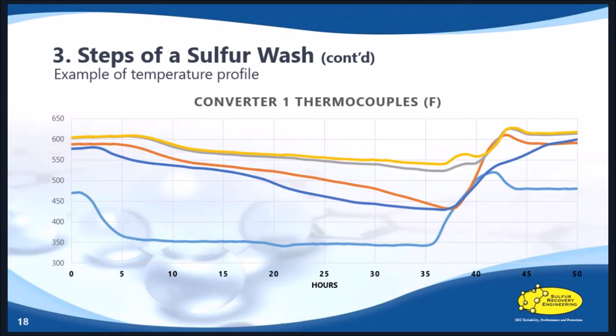Here's an example of the temperature profile for the converter that went through the sulfur wash. We have in light blue our converter inlet temperature, and in between, the yellow, red, green, and dark blue are the top, middle, bottom, and outlet thermocouples. So we're noticing, from the time that we started to the time that we ended, how the bed responded. Obviously, the top thermocouples are going to cool down more than the bottom temperatures. But it's good to see in a little example like this. At least you have an idea of what to expect when you're looking at your DCS screen the next time you do the sulfur wash.